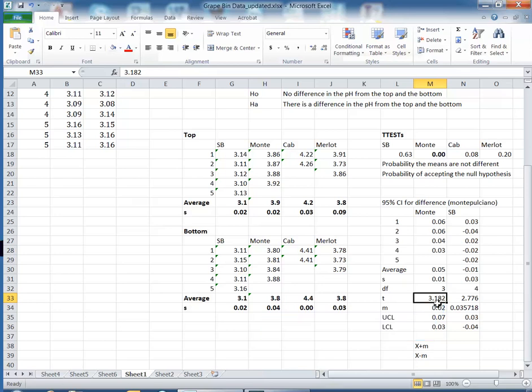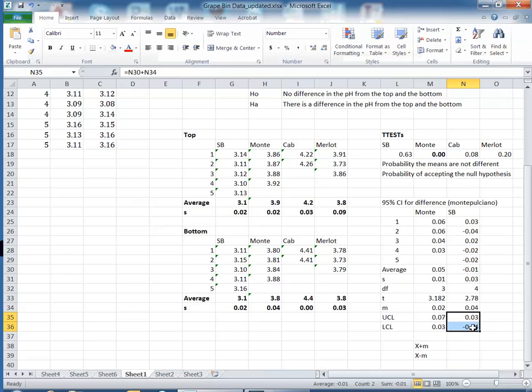Then our margin is simply T times the standard deviation, which is 0.01, divided by the square root of the sample size, which is 4, which gives us 0.02. Therefore, we're 95% sure that the true mean difference between the top and the bottom of the Montepulciano bin is 0.05 plus or minus 0.02, which is 0.07 to 0.03. Because that doesn't include 0, we say they're significantly different. I've done the same procedure for Sauvignon Blanc, and in this case the confidence interval does include 0 because it goes from 0.03 down to negative 0.04. Therefore we say they're not significantly different.